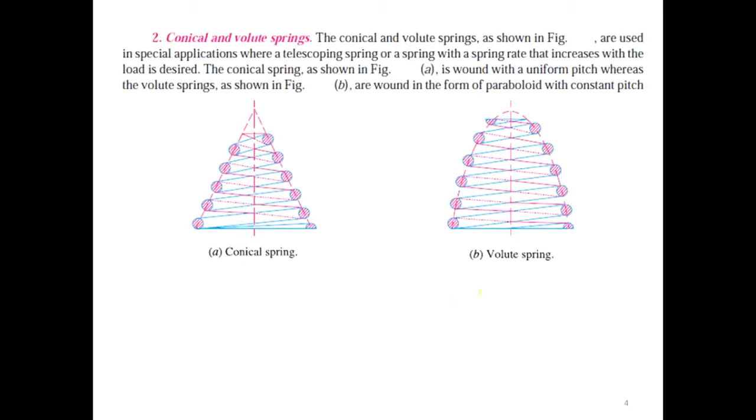Then another type of spring is the conical and volute spring. Figure A indicates the conical spring and figure B indicates the volute spring. Conical and volute springs are used in special applications where a telescopic spring or a spring with a spring rate that increases with the load is required. The conical spring is wound with a uniform pitch, whereas the volute spring is wound on a paraboloid with constant pitch. This is the main difference. Such springs are used in agricultural applications as well as in old cycle seats.